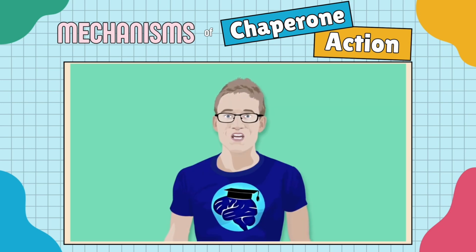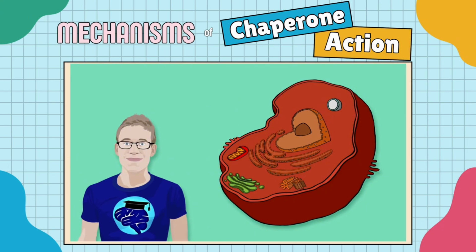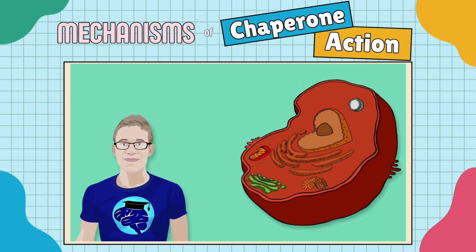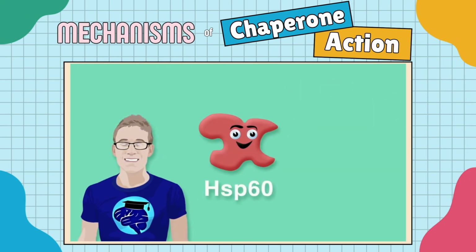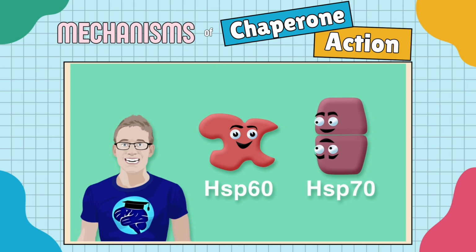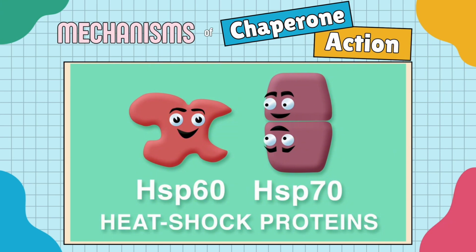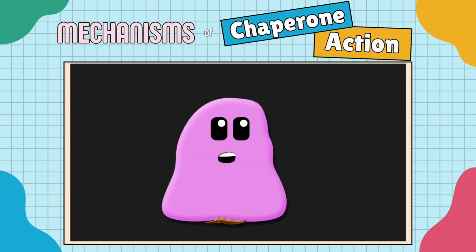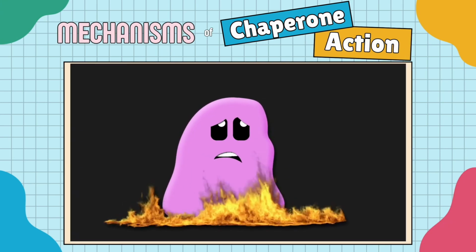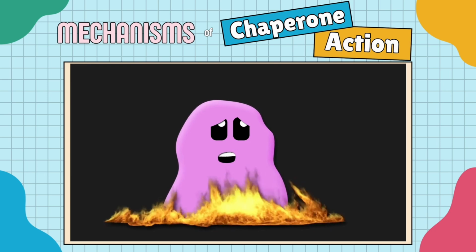There are several families of molecular chaperones in eukaryotes, which function in different organelles. The ones we will be discussing are HSP60 and HSP70, each of which has a set of associated proteins. HSP stands for heat shock proteins because lots of them are produced when a cell is exposed to elevated temperatures, responding to increased amounts of misfolded proteins.